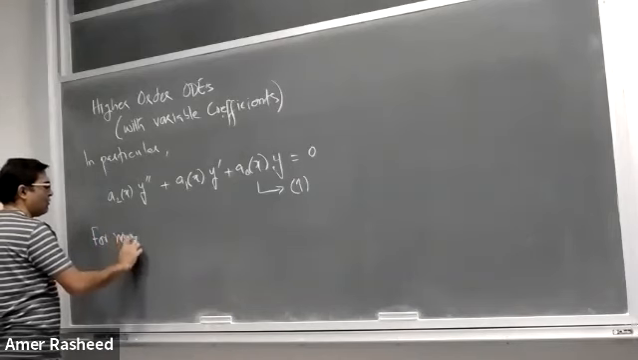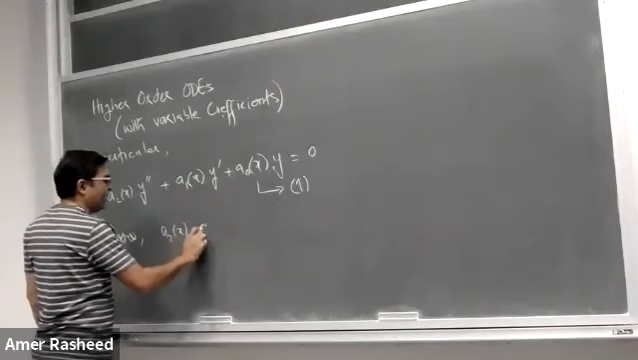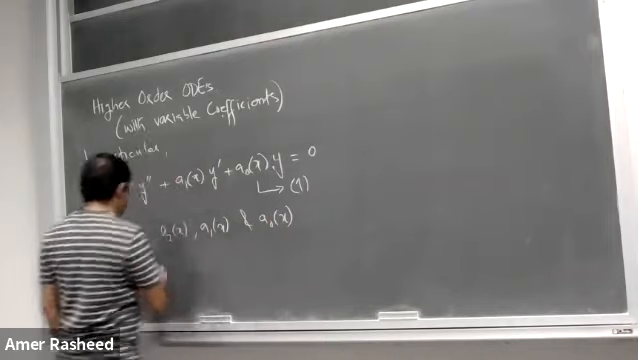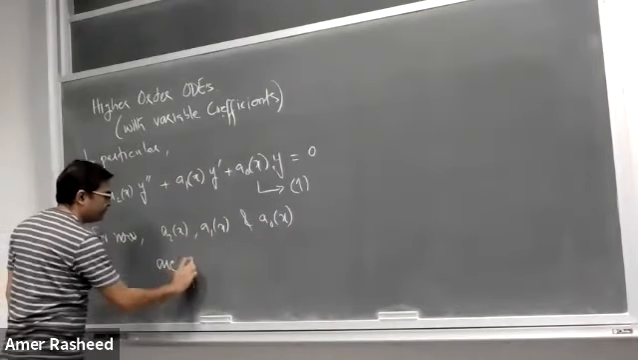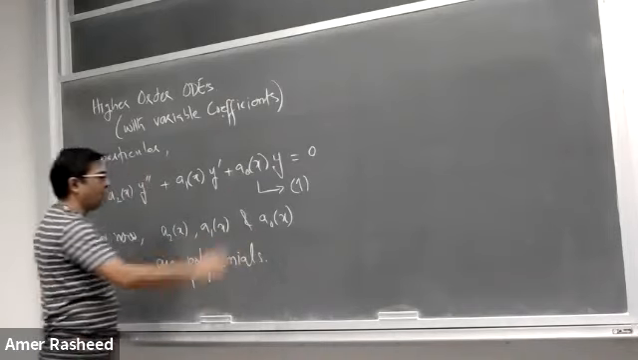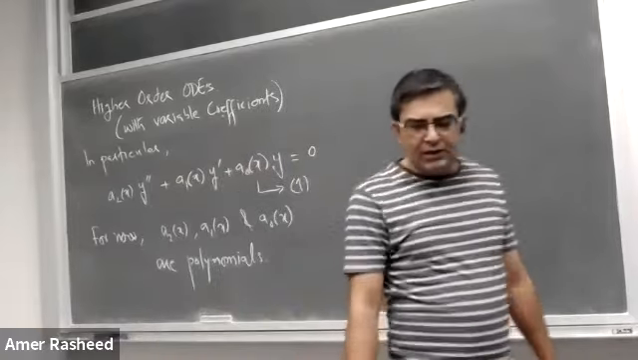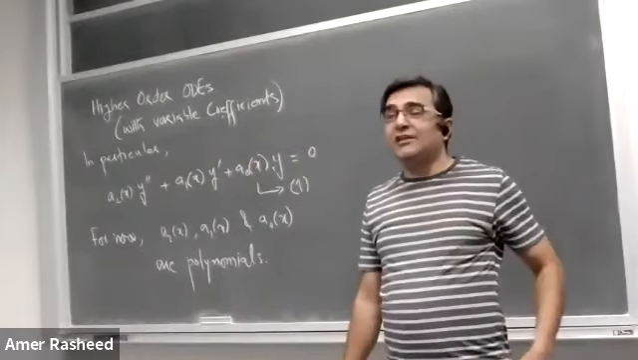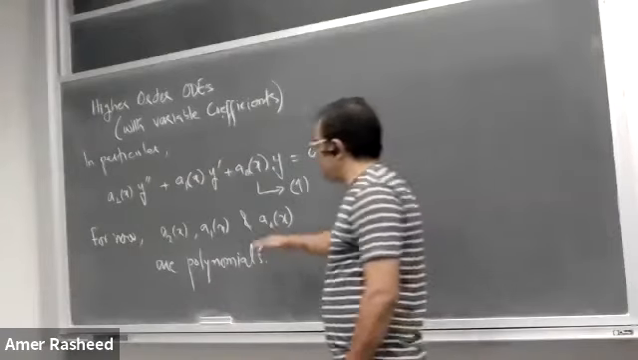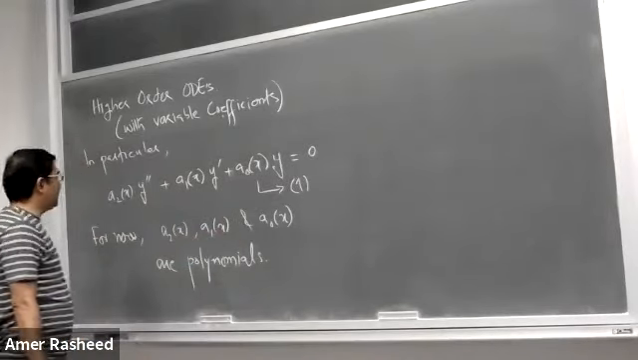we assume that A2 of x, A1 of x, and A naught of x are polynomials. Of course, these functions could be other than polynomial functions as well, but we'll discuss them later on. But for the time being, we assume that these A2, A1, A naught of x are polynomial functions.